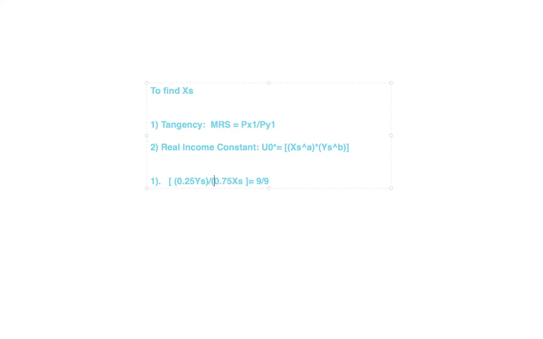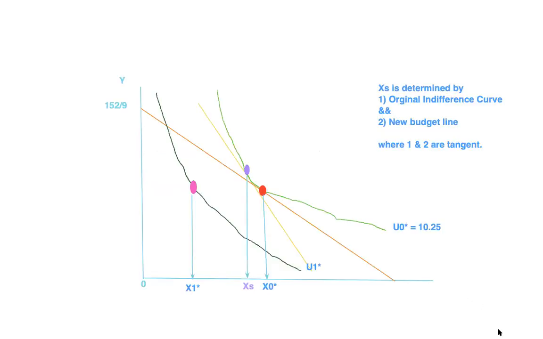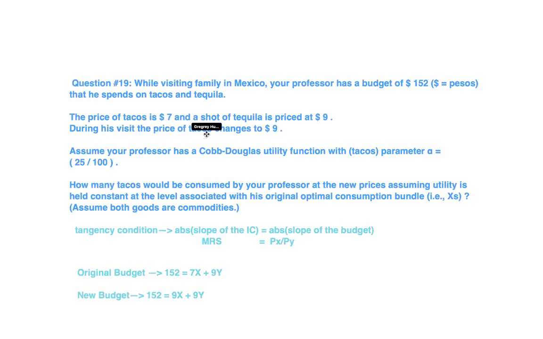So there's no possibility for confusion. So the 9 over 9, you got that from? Well, that would be from how much tequila is priced at. Yeah, the price of tequila is the price of Y. Oh yeah, okay, I get what you're saying. Yeah, because it's X1, so it's the change. It's the price of tacos when it was changed to $9, and then the price of tequila stayed the same.